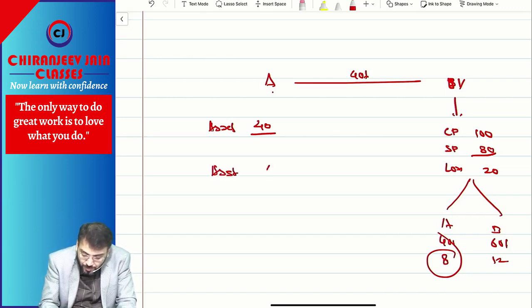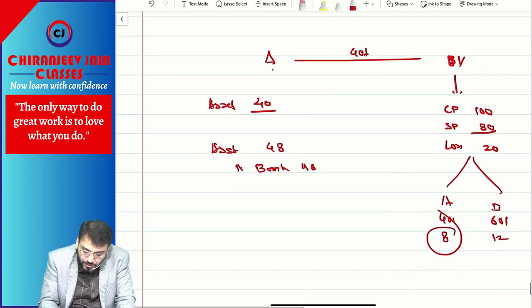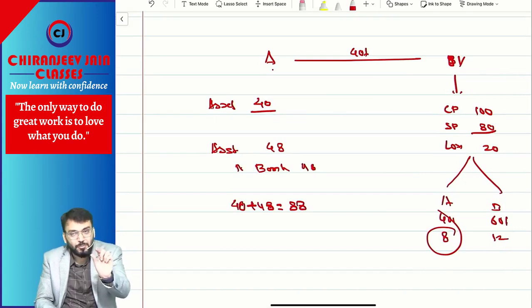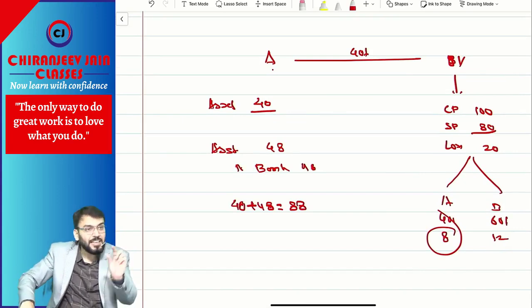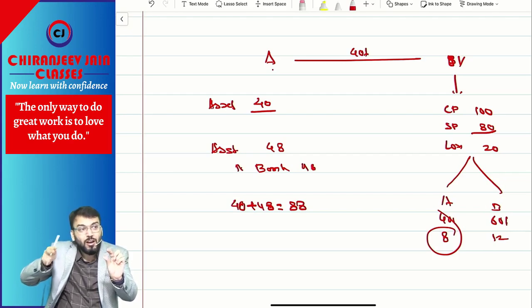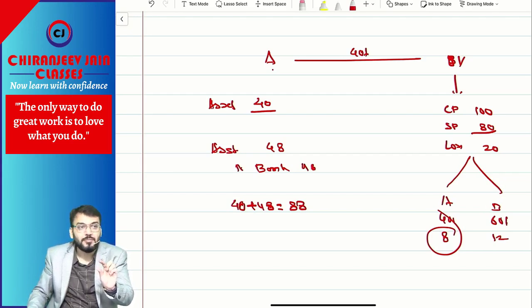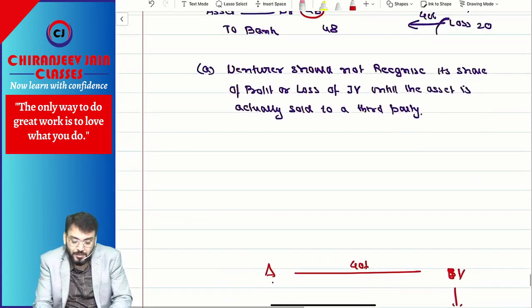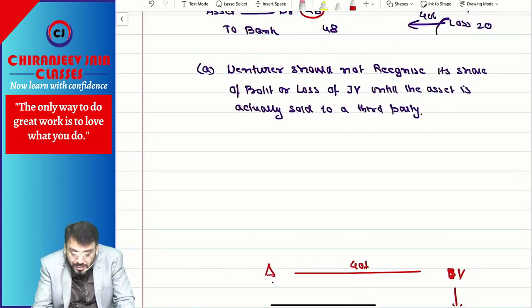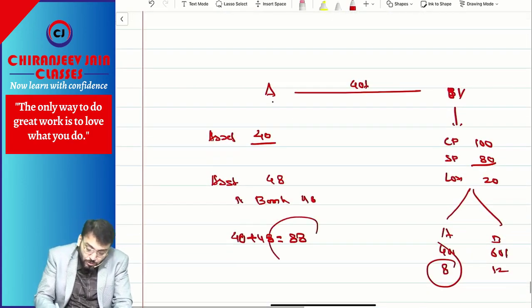They are doing asset 48 to bank 48. It means now in the balance sheet the value of the asset will be 40 plus 48, means 88. Means a 100 rupee asset is now coming in the balance sheet of A Limited at 88. Out of 20 rupees, 12 reduction is done. But that is not the share of loss of A Limited. So whether they have recognized their own share of loss? No. That is the first point. The venturer should not recognize its share of profit or loss of joint venture until the asset is actually sold to a third party.